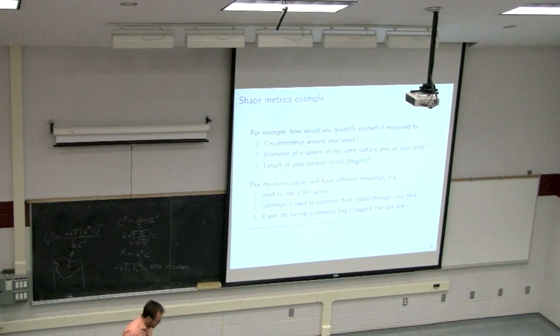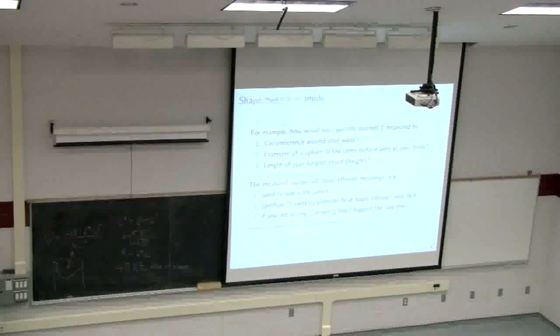Okay, so various metrics. Here are some other ways we can consider irregularly shaped solids. Consider your body. You're an irregularly shaped solid. What is the circumference around your waist? That might be one way to quantify yourself. I'm a 32-inch waist. That circumference is good for sizing life jackets or clothing.